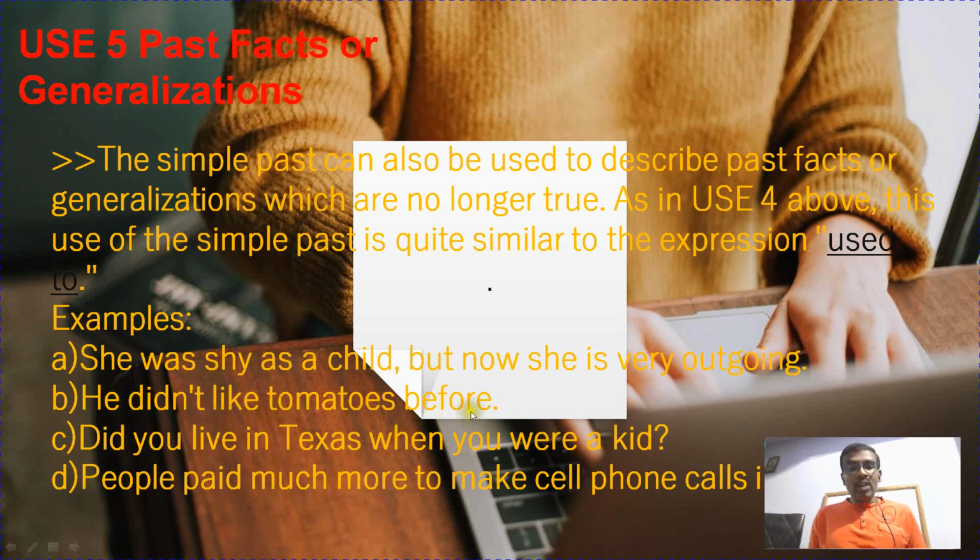He didn't like tomatoes before. He didn't like them in the past, but right now we don't know. He may like them now. Did you live in Texas when you were a kid? He might have lived there or he might not have, but it was completed in the past. Okay. People paid much more to make cell phone calls in the past, right? Paid much more. Now they pay less, right? So to represent past facts or generalizations, we are using the simple past tense.